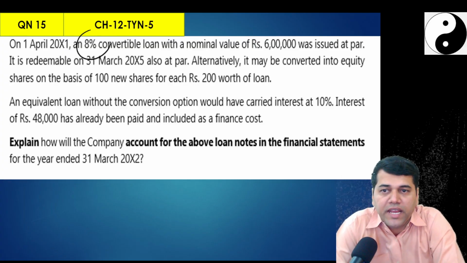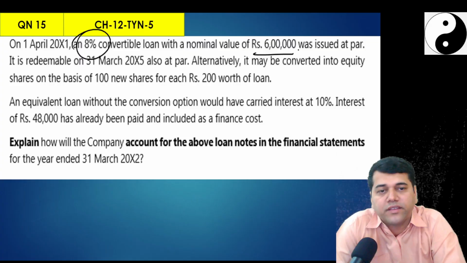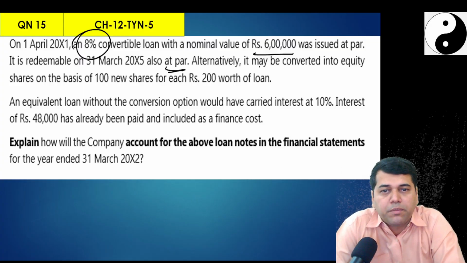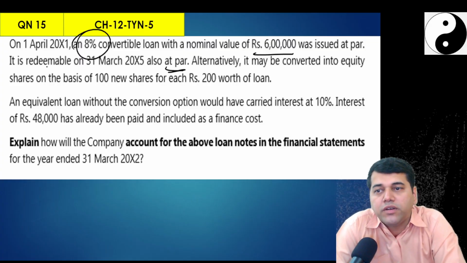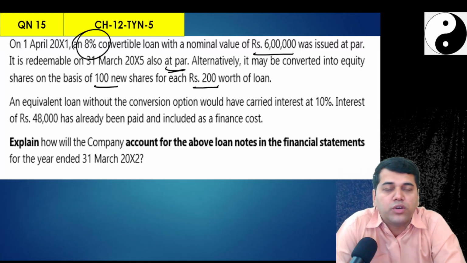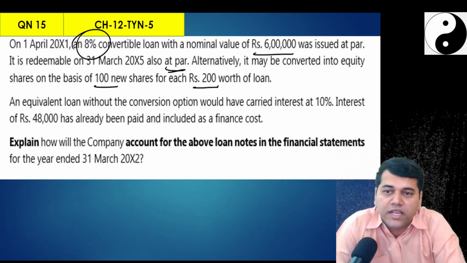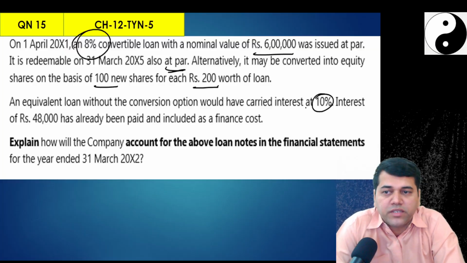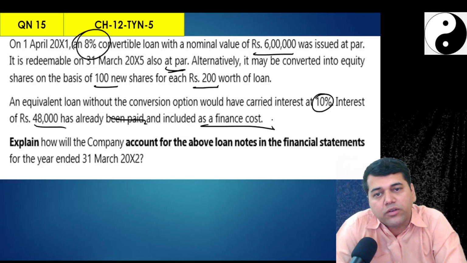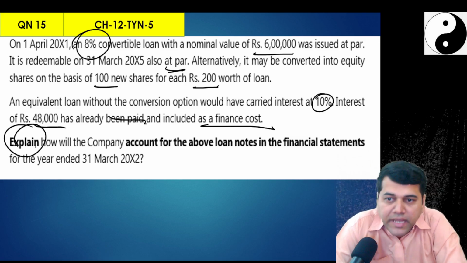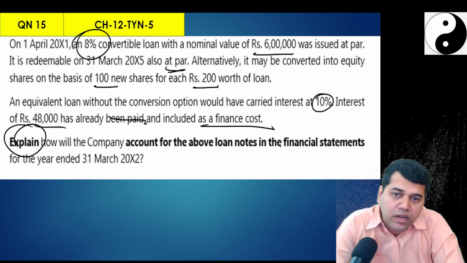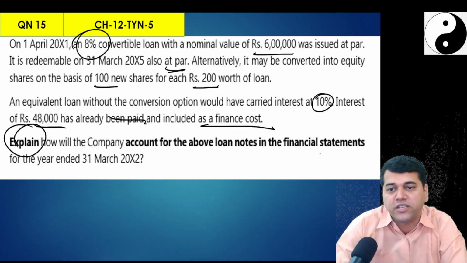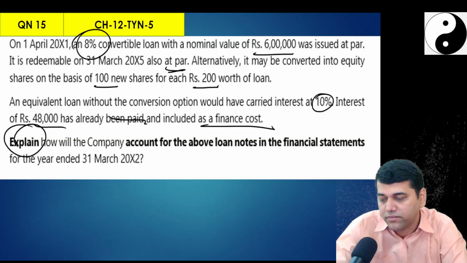On 1st April, an 8% convertible loan with a nominal value of 6 lakhs was issued at par. Alternatively, they may be converted into equity shares at 100 new shares for 200 worth of loan. An equivalent loan would have carried 10%. Interest has already been paid and accounted as a finance cost. Explain how the company will account for the above loan notes in the financial statements as at the end of the year.